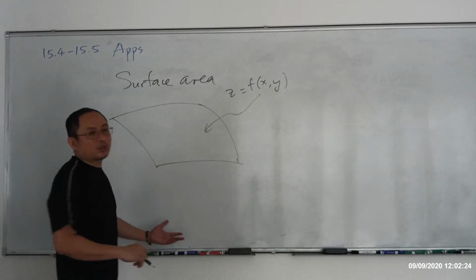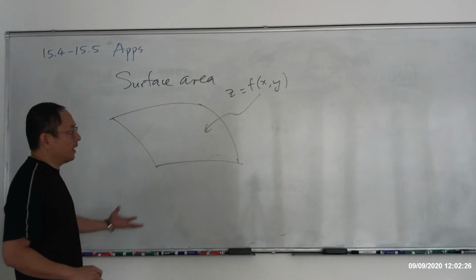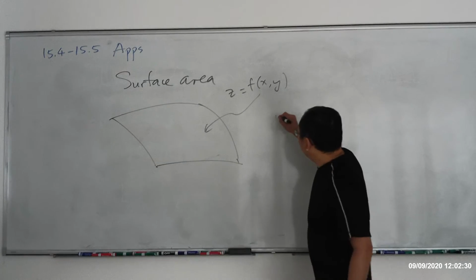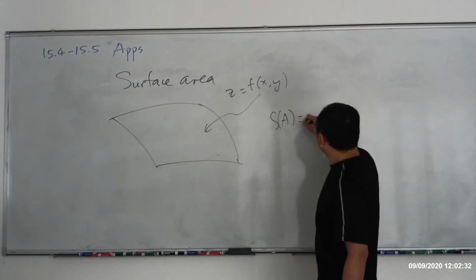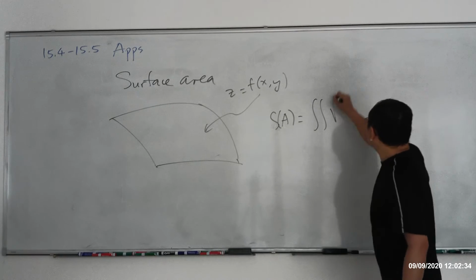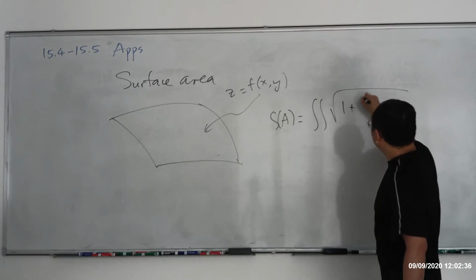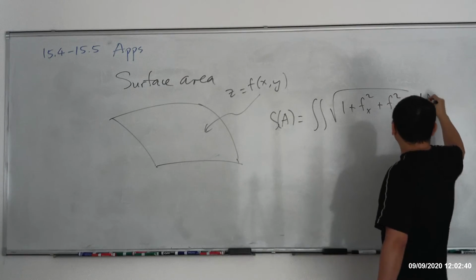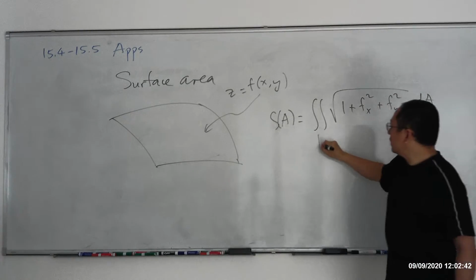Let me just throw out the formula. I think the book just threw out the formula, and after that I'll explain it to you. The surface area is the double integral of the square root of 1 plus f_x squared plus f_y squared dA over the region R.